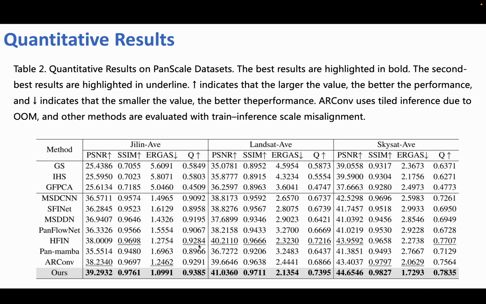The quantitative results show that ScaleFormer achieves the best average performance across all 3 datasets. Compared with existing methods, our model consistently improves PSNR and SSIM while reducing spectral and global reconstruction errors. This demonstrates that ScaleFormer not only improves fusion quality, but also generalizes well across different satellite sources.